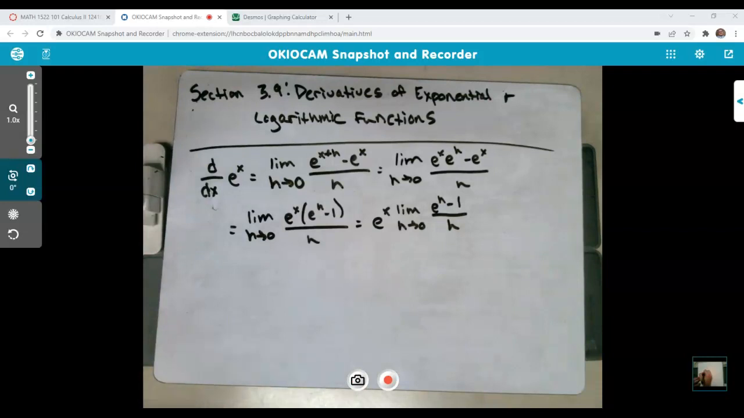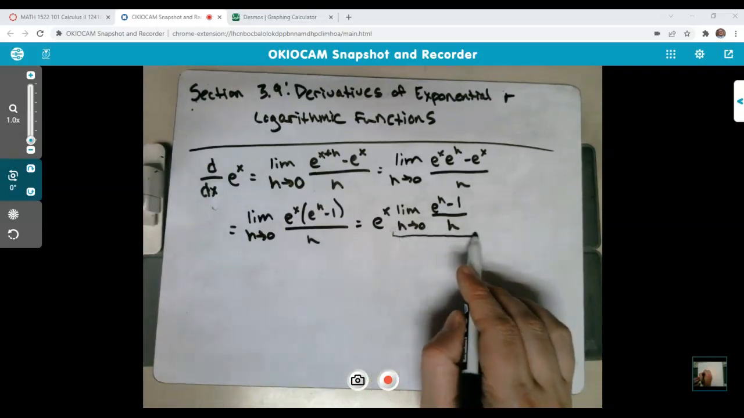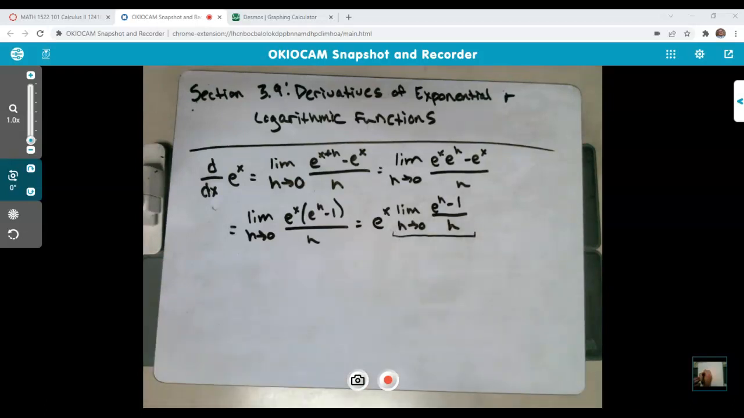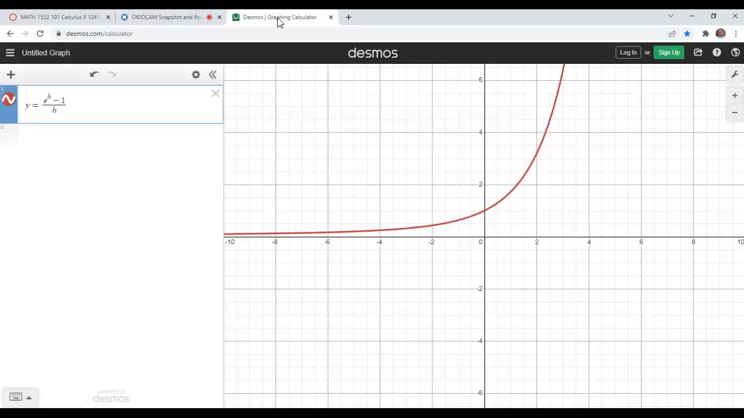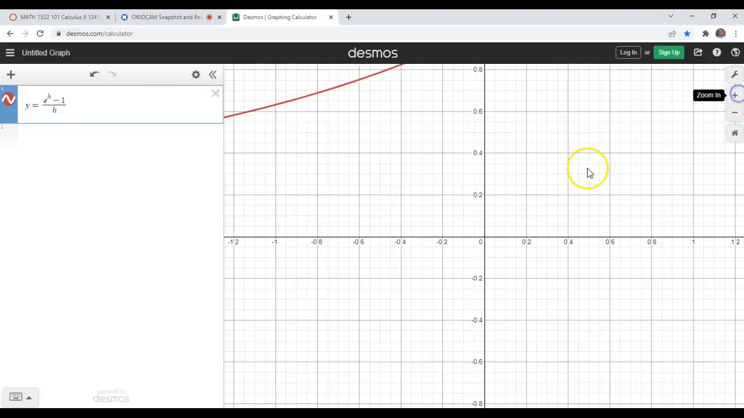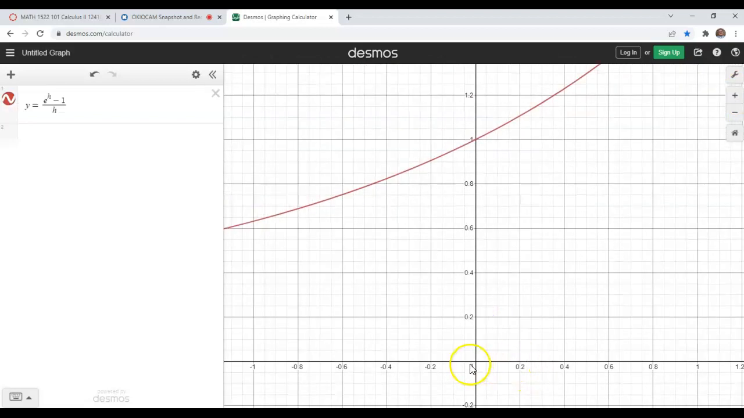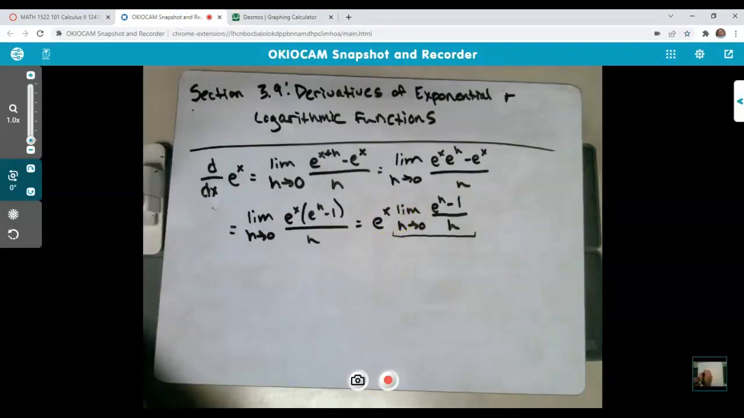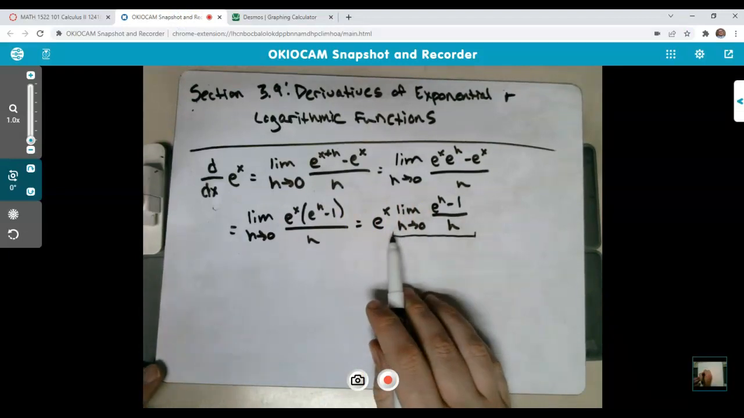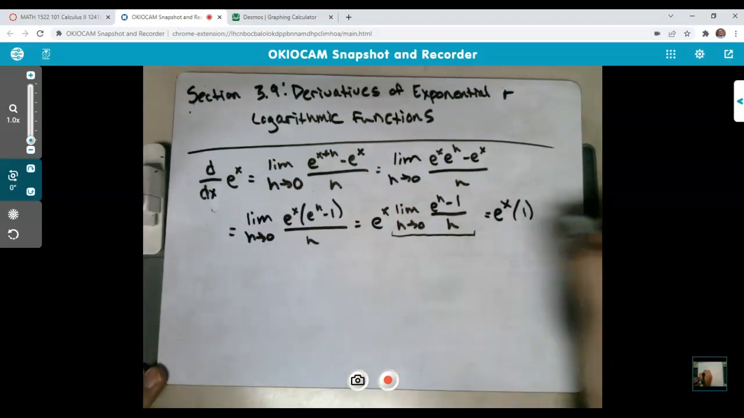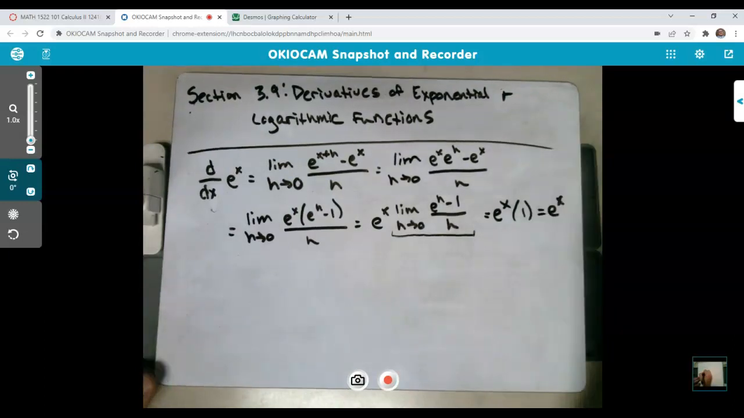We have not learned yet how to do this, but what I can do is draw the graph of it and then see what that is. If we graph e to the h minus 1 over h, we get this graph right here. If I let h get really close to 0, I can see my y gets really close to 1. You can zoom in if it helps. It gets really close to 1 right there. Therefore, this part right here is equal to 1. So that's e to the x times 1. Look at that, that is e to the x.